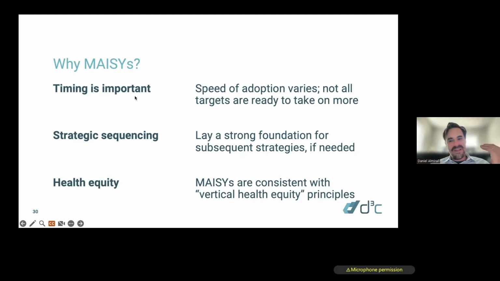Timing could be important. Speed of adoption varies. And when I say speed of adoption varies, at any one of these levels, the speed might be different across all the targets. At the county level, counties are different. At the clinician level, clinicians are different, right? You might want to sequence things strategically. Like, it may not even make sense to do facilitation until you've done coaching.